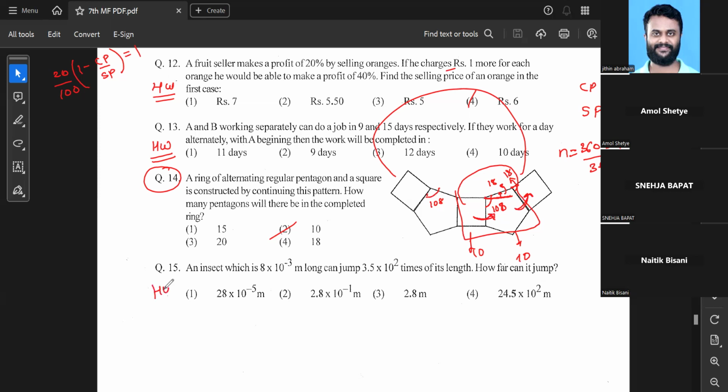So the 15th one I'm giving as homework. By the way, sir, is the answer the third one? Yes, option 3 is your correct answer. Yes, sir, even I got third. So the 12th one is not homework technically because I've already solved it. The 15th one is homework, which you have already done.